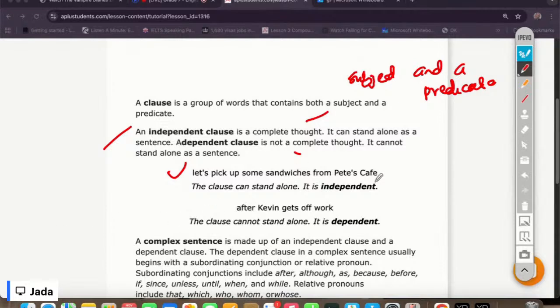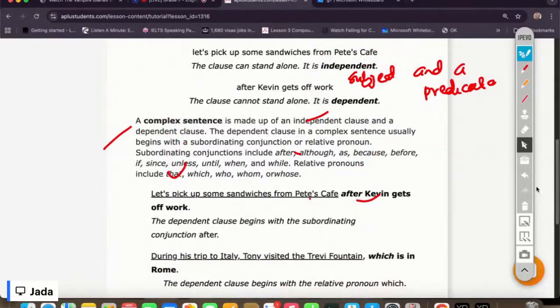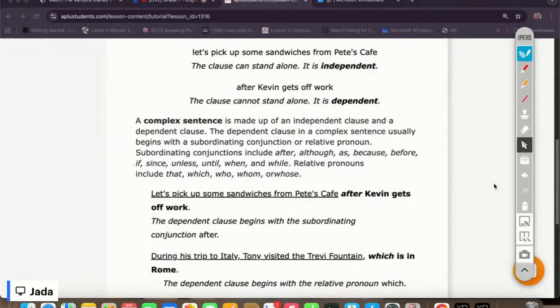Let's pick up some sandwiches from Pete's Cafe. Now, the clause can stand alone, it's an independent clause. After Kelvin gets off work, now this clause cannot stand alone, it is dependent because what happens after Kelvin gets off work? So we have a complex sentence is made up of an independent clause and a dependent clause. So that's what you have for complex sentences. It has a dependent and an independent clause.